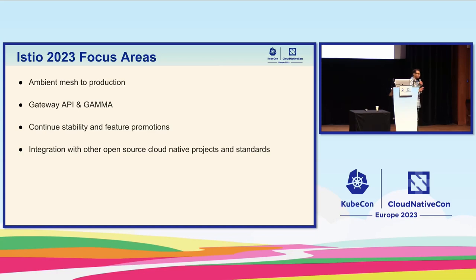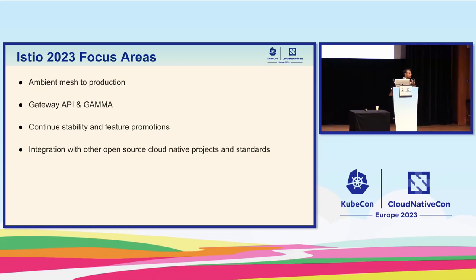So a big drive for us in 2023 is to get Ambient Mesh to production. I'm gonna go over the basics of the Ambient Mesh architecture. I think you all have heard a lot about Ambient Mesh throughout the week and before, but it's good to understand again the fundamentals and then answer the question, what's the future of Istio? Whether it's Sidecar, Sidecarless, or both, right?